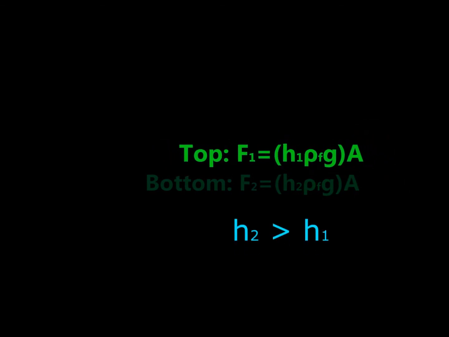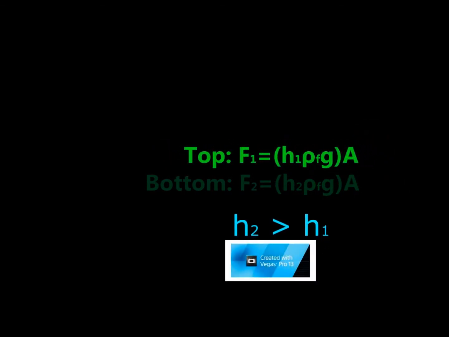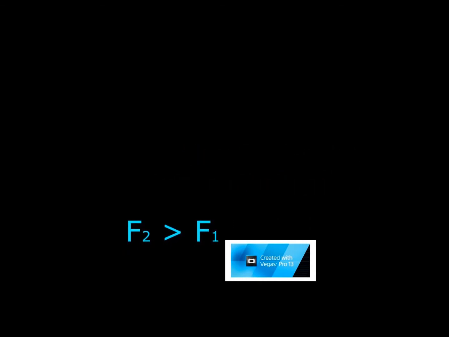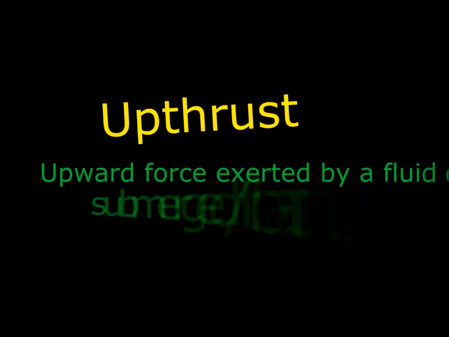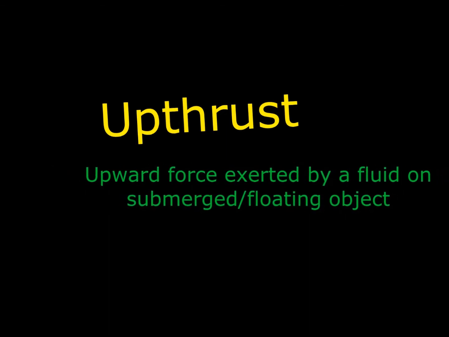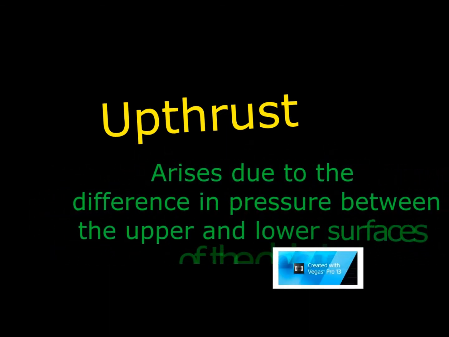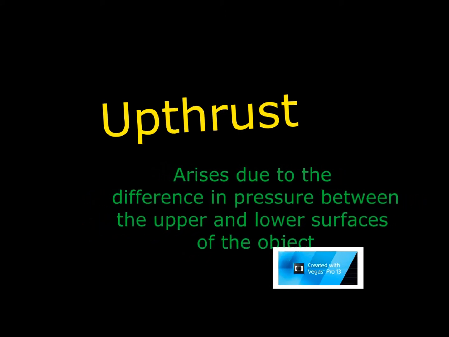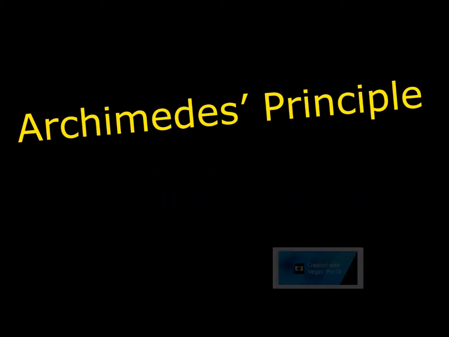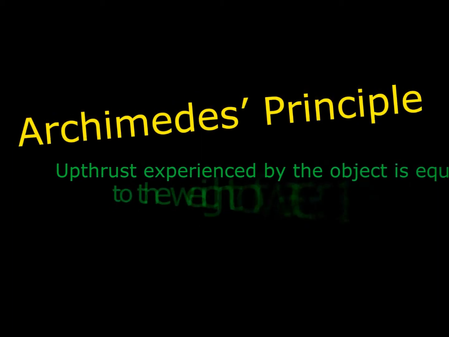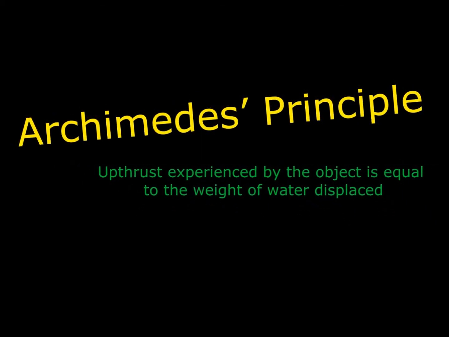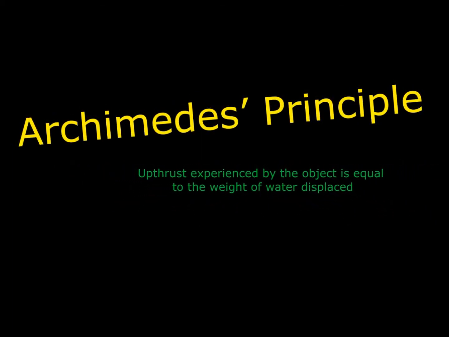As H2 is more than H1, the upward force F2 is greater than the downward force F1. This net upward force is called upthrust. Upthrust is the upward force exerted by a fluid on a submerged or floating object. It arises due to the difference in pressure between the upper and lower surface of the object. By Archimedes' principle, upthrust experienced by the object is equal to the weight of water displaced.